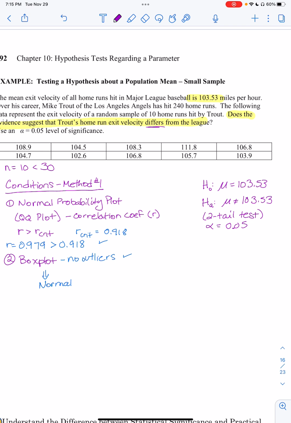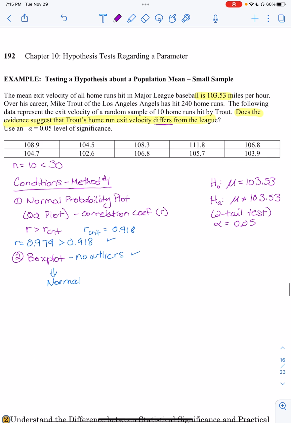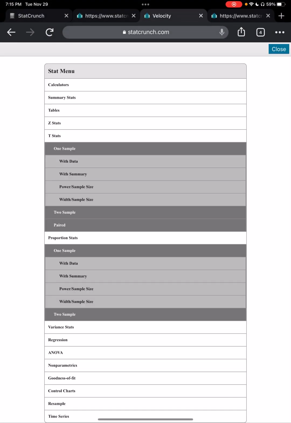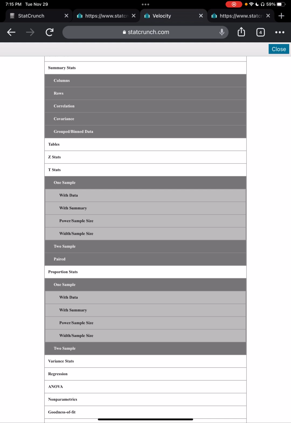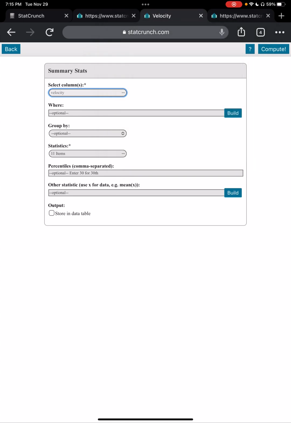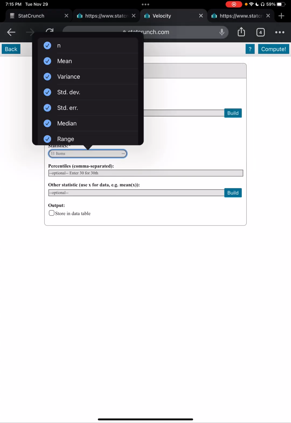Alrighty. So let's go over to StatCrunch. We're going to find our mean and our sample standard deviation, and we'll go from there. If I go back over to StatCrunch, I can use summary stats. Columns, and I'm going to look at the velocity. What I really want is just the mean and the standard deviation. I don't need all this other stuff.